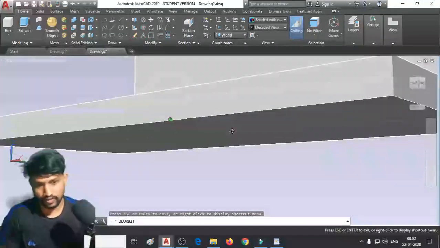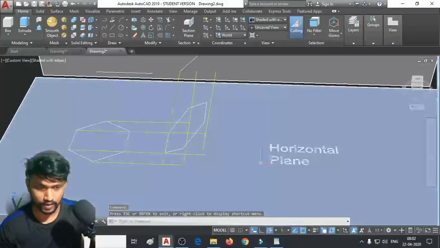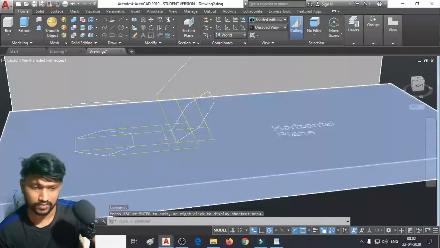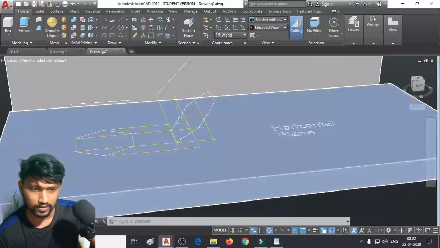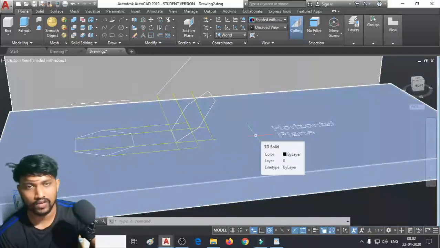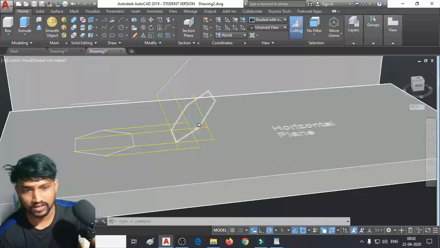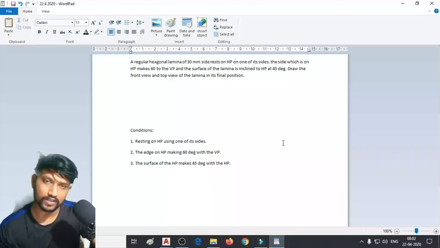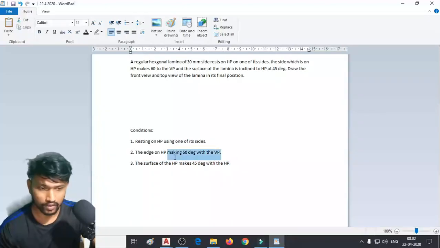When you're trying to draw something, try to understand one thing here. I will explain the scenario. I told this in the beginning, and now I'm explaining it again. Whatever the lamina is, if it has to rest on one of its sides, it has to make a certain inclination with the horizontal plane, obviously. That is also one of the reasons why the third condition got satisfied at a time. So now we need to satisfy the second condition, then we're ready.